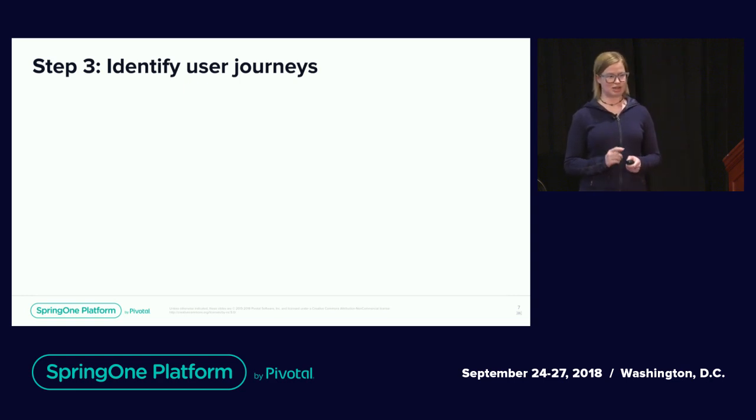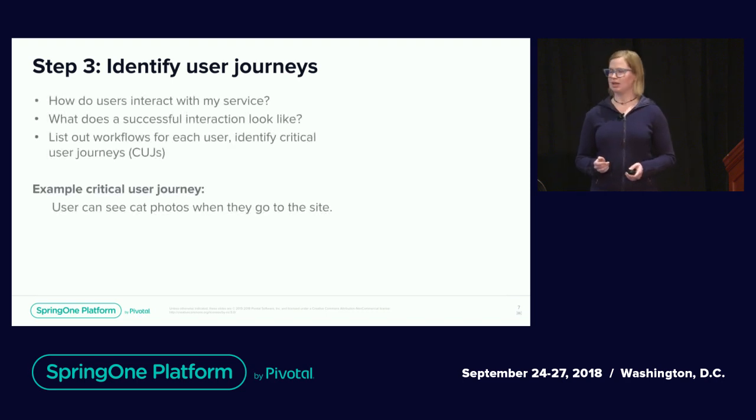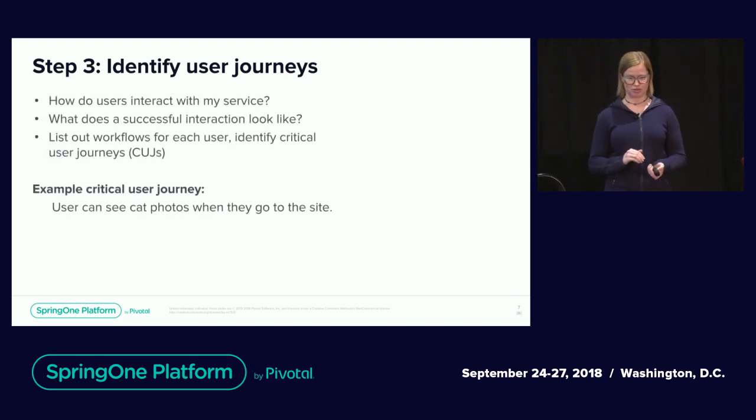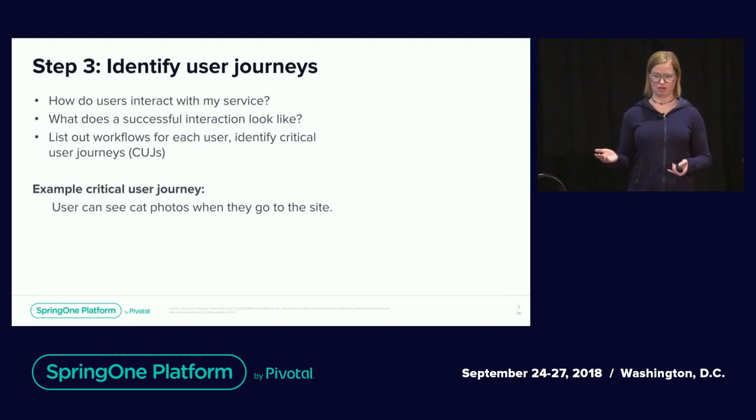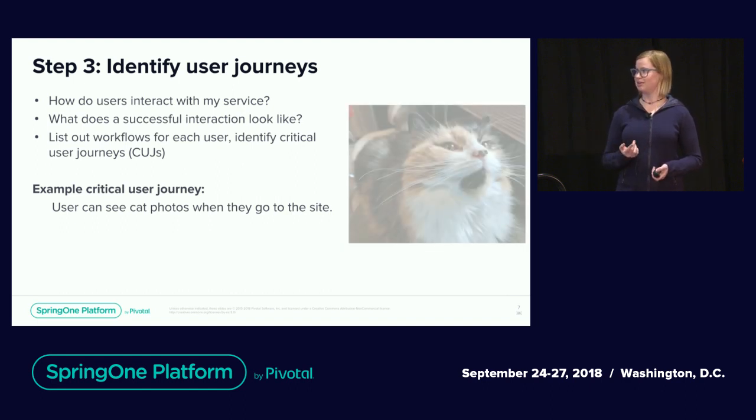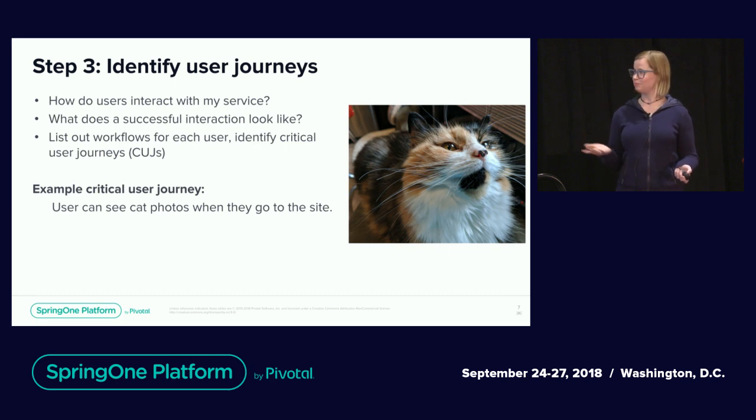Once you've figured out what the types of users are for your service, you need to think about their user journeys. How are they interacting with their service? What does success look like for them? And so what I like to do is for each user, I'll make a list of all of the ways that they interact with my service, whether it seems big or it seems trivial. And this lets me really think through what they're doing, what their goals are, and what their experience is. So, in my example user journey, you might go to this website to see a picture of my cat. She's very cute.